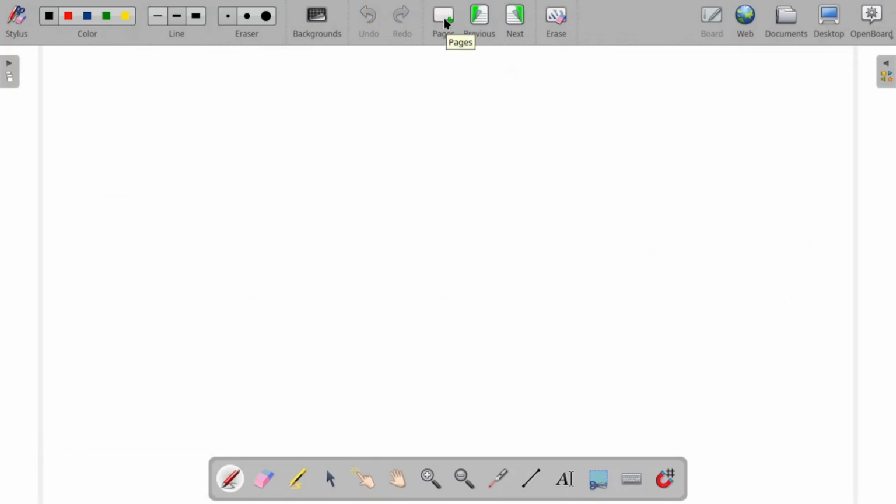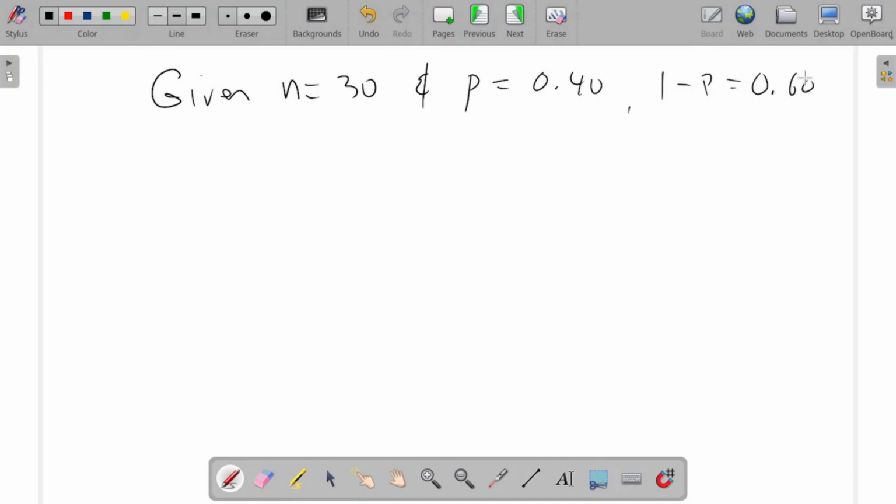Here's a new page, just to give us some room. Let's say we have n is equal to 30, and p is equal to 0.40. Well, let's see what we get. That also means, by the way, that 1 minus p is equal to 0.60. So np greater than or equal to 10. Now that's pretty obvious that that's going to be true, because here's 30 times 0.40. Well, that's equal to 12, and that's certainly bigger than 10, so that's a success.